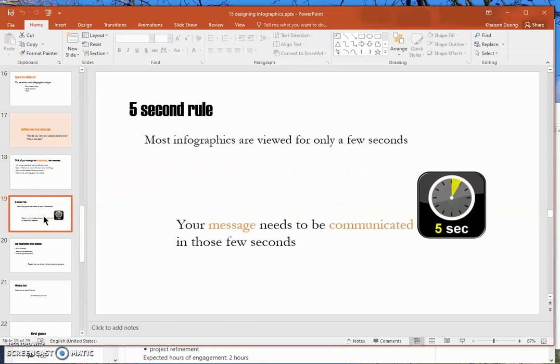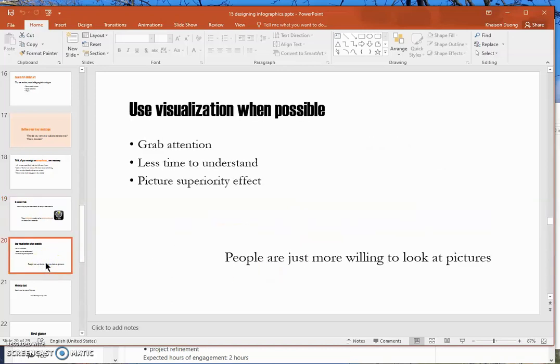Okay, or if they don't see that message really quickly, they should see enough of the message that gets them interested to read further. Okay, the 5-second rule. Okay, so in 5 seconds, if I look at your graphic, if it doesn't tell me something, or if it doesn't attract my interest to keep reading, I'm going to move on. I'm going to scroll down, and I'm going to skip over your infographic. Okay, so keep that in mind. Your message should be very evident very quickly. Okay.